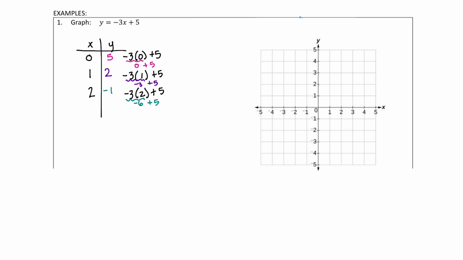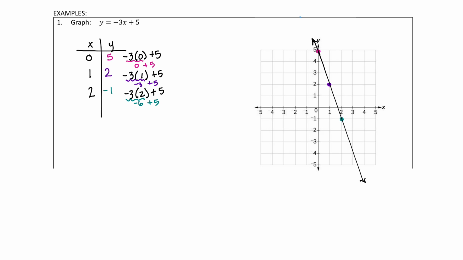Let's graph them. The pink one is 0, 5. Don't go over at all, but you go up 5. The purple one, you go over 1 and up 2. And the teal one, you go over 2 and down 1. Do those 3 lie on a straight line? Yes, they do. If they didn't, you would want to recheck something. Let me draw my line first, since I have my straight edge over here that just moved.